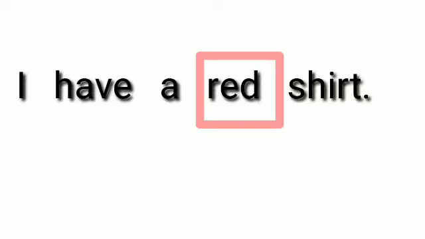Write an example. I have a red shirt. Underline the word red. You want to underline the word red. Okay. The red is the adjective in this sentence.